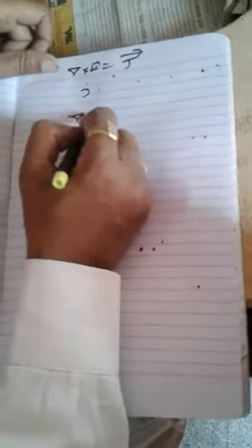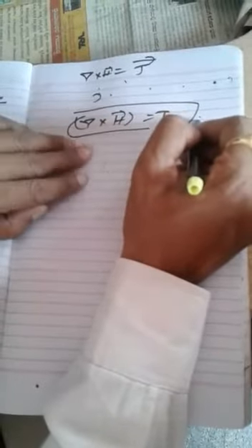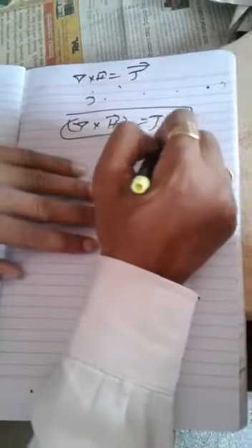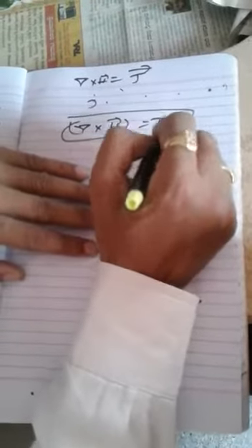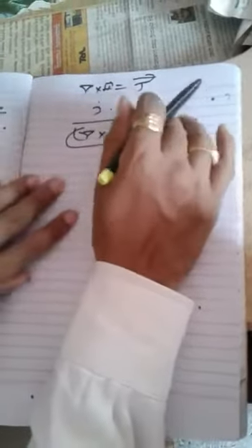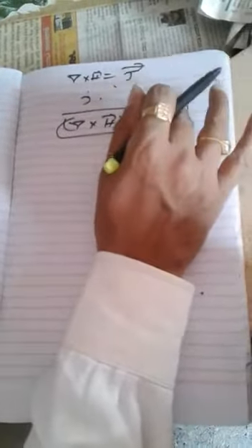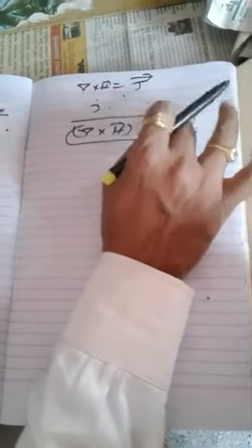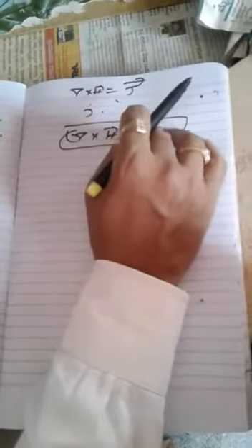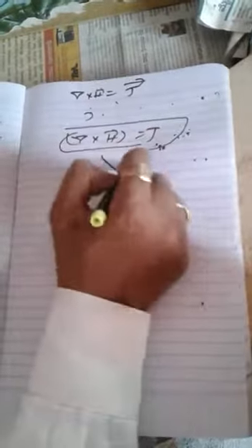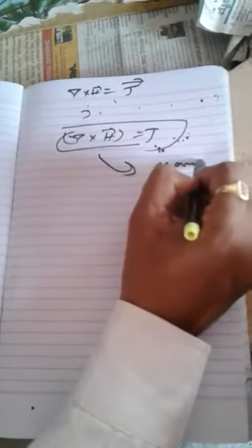Therefore, del cross H is equal to J. This is the current density vector with components Jx, Jy, Jz. This equation is known as Ampere's circuital law, and it is also one of the Maxwell equations. Two Maxwell equations are completed.